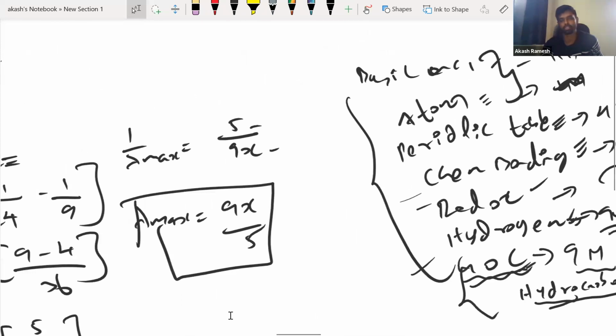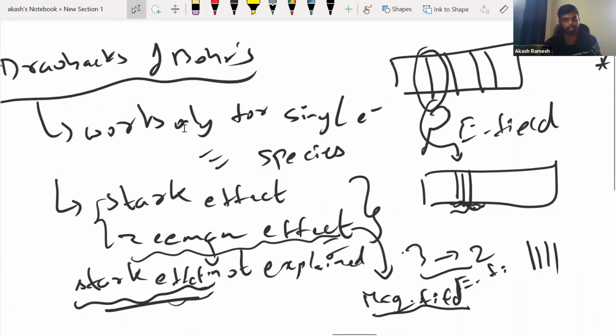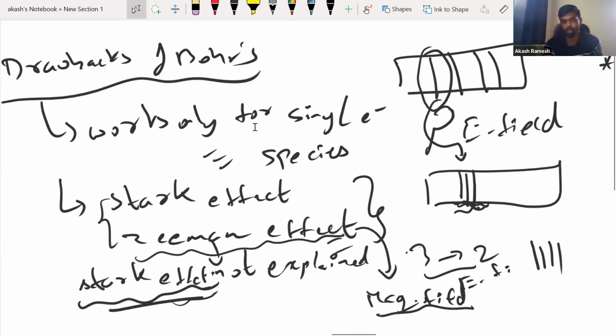And this is where we ended up: the drawbacks of Bohr's atomic model. The first drawback we already know: it works only for single electron species, say hydrogen, helium plus, lithium 2 plus, beryllium 3 plus. Only for these kinds of species it will work. And it does not explain the Stark effect and Zeeman effect. We told you what the Stark effect and Zeeman effect are.